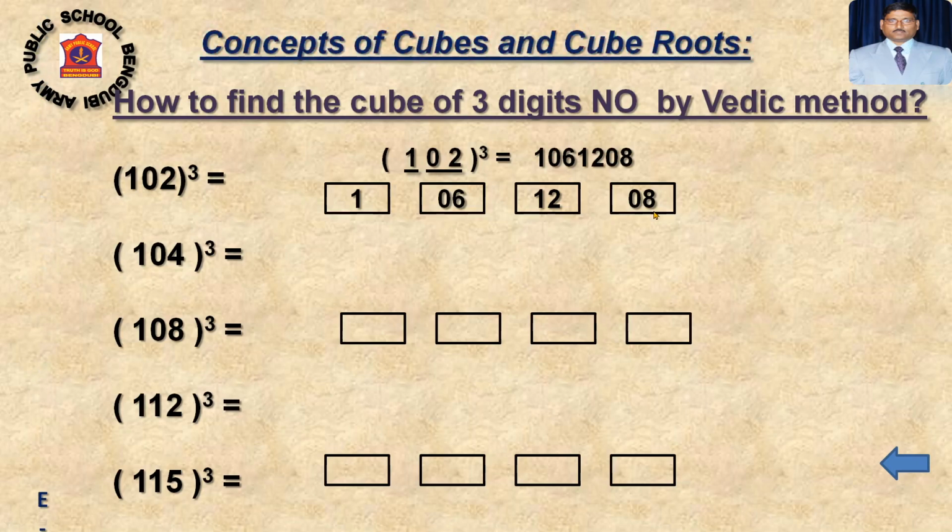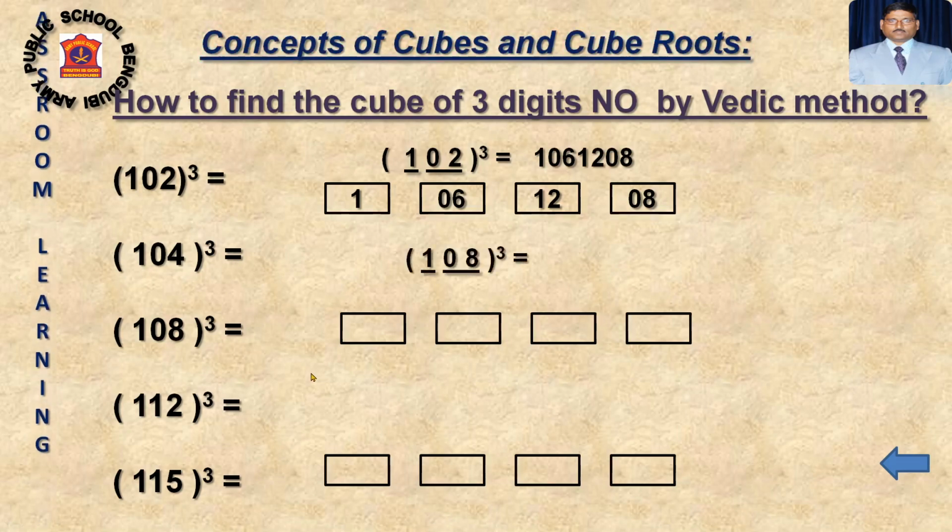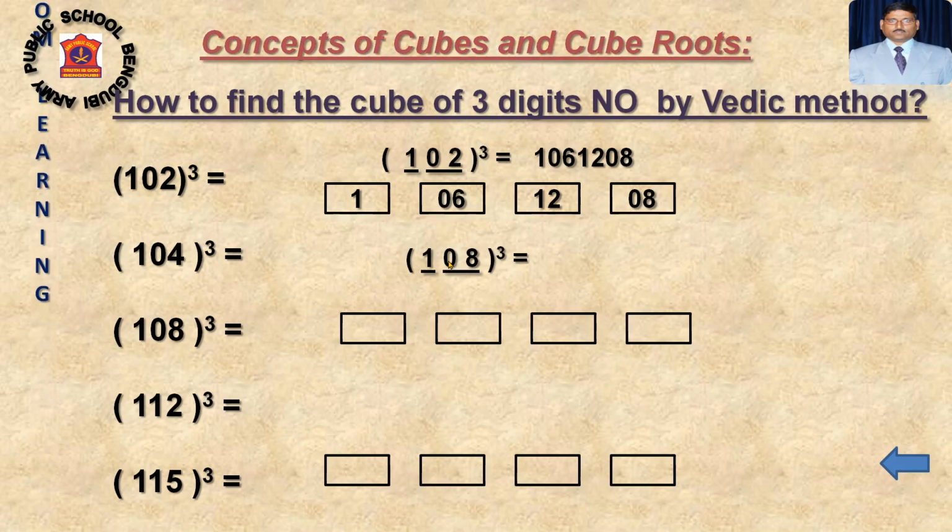1061208. Very interesting. Okay. Now 104 you will do alone. I am doing 108. Same way, underline 0, 8 and 1. So now 1 cube is 1 and 8 cube is 512. So 512, you have to write down 12 here. 5 will be carried forward to the next digit. Now, and here 1 cube is 1.